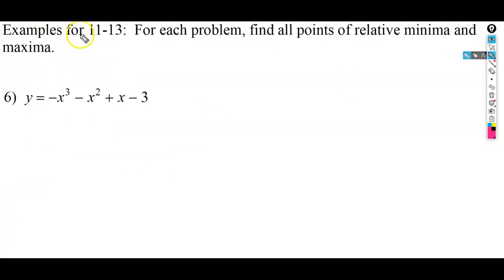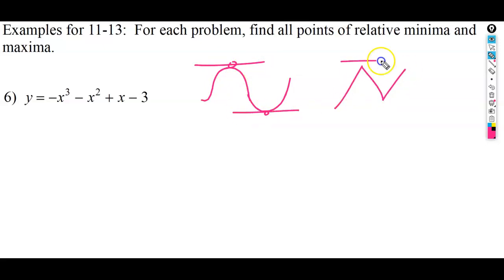All right, so for examples 11 through 13, we want to find the relative extrema. Relative extrema, you guys remember, are places where the function has a peak or a trough, if you will. And that can happen either where the derivative is 0, like in this case, or where the derivative is undefined, like in these cases, because there's no derivative at cusps.